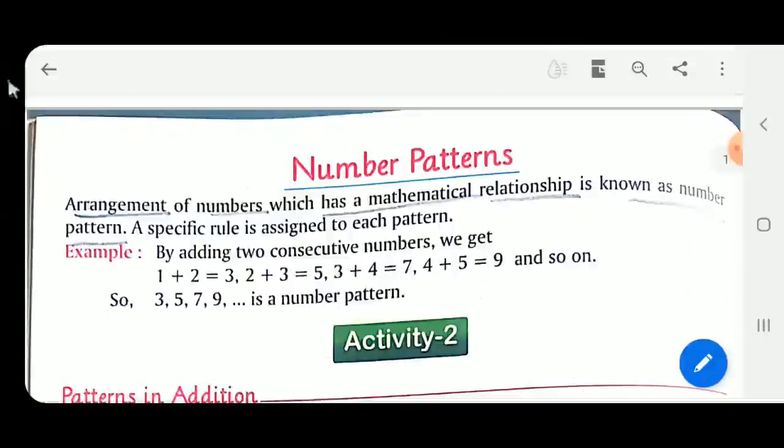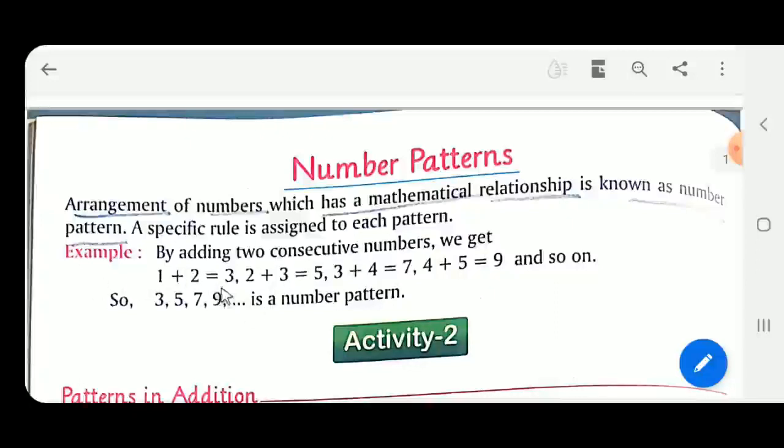Next one, till now you have studied the picture as well as designs in the pattern. Now we are going to study number patterns. What is a number pattern in the higher class? An arrangement of numbers which has a mathematical relationship is known as a pattern. For example, by adding two consecutive numbers, adding means plus, 2 means 1 and 1, consecutive means continuous.